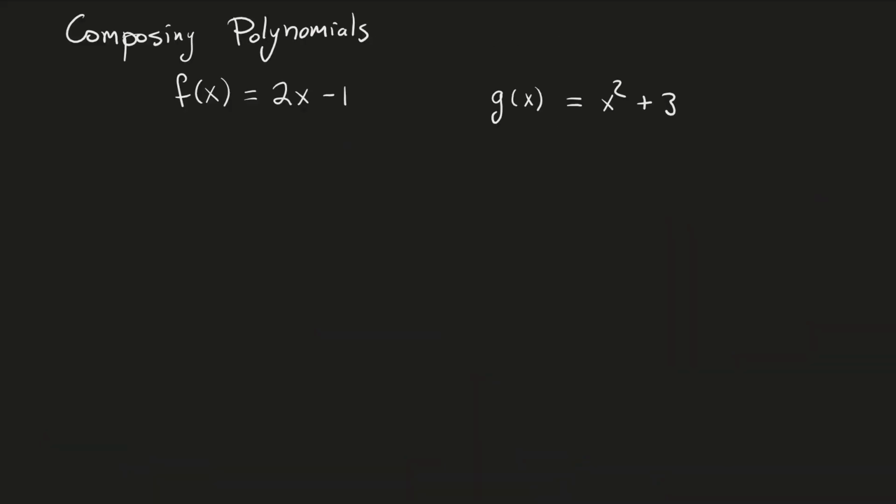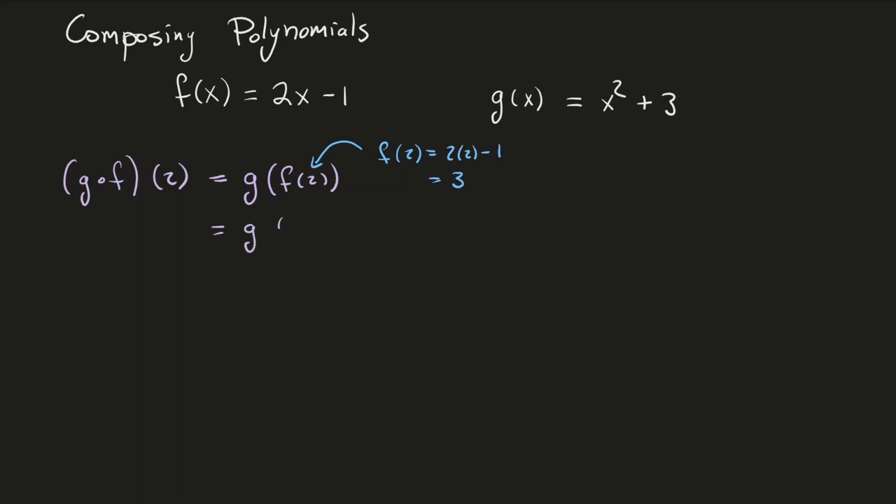So what does this look like with polynomials? So there's many ways to compose these things. So let's just start off with one. Let's just do g of f of 2, or something like that. This means that we take the value of f of 2, and then plug it into g. So the first thing we need to do is figure out what is f of 2, which is really nice. So f of 2 is equal to 2 times 2 minus 1, which is equal to 3. So we plug in the value 3 into the function g. So this is equal to g of 3.